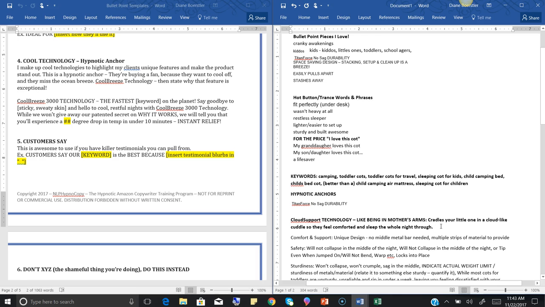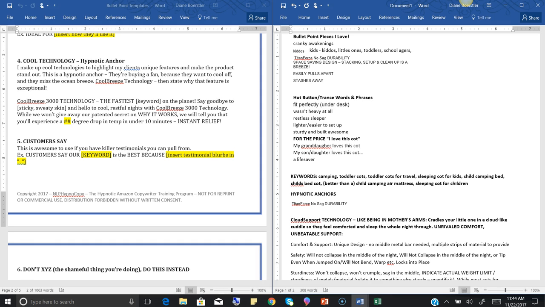Let's see here, cloud support technology, like being in mother's arms. Cradles your little one in a cloud-like cuddle so they feel comforted and sleep the whole night through. Unique. And then what I would do is go and do another hook right here. I would say something like unrivaled comfort, superior support, right? Or unbeatable support.